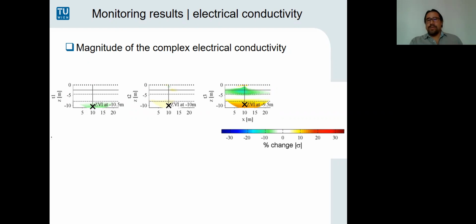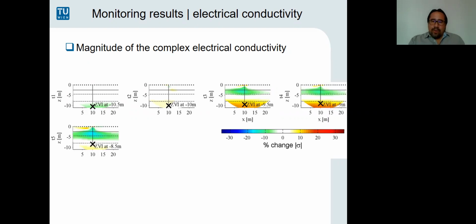We start seeing some changes, but also some variations in the shallow aquifer. That was a little bit strange. We continue the injections at 9 meters depth, 8.5 meters depth, and we keep seeing some changes in the deep aquifer, but we continue increasing the changes in the shallow aquifer.